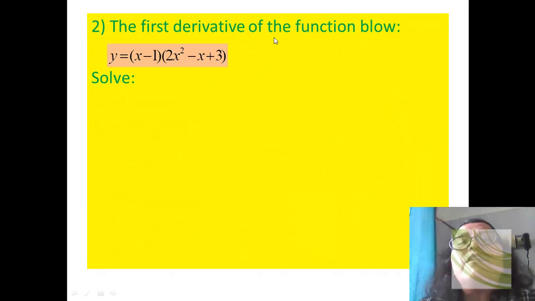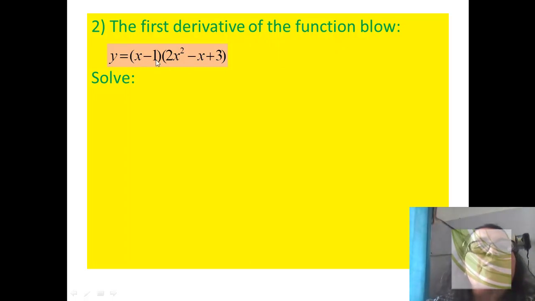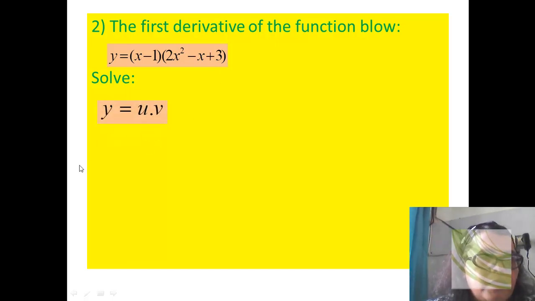Find the first derivative of the function y equals (h minus 1) times (2h squared minus h plus 3). Okay, let us solve. Let y equal u times v. The formula for the first derivative is u prime times v plus u times v prime.